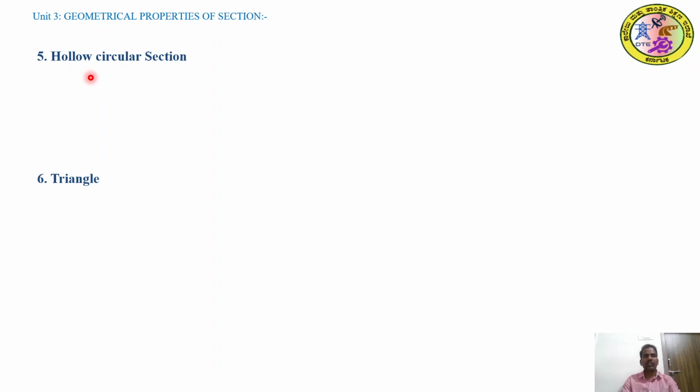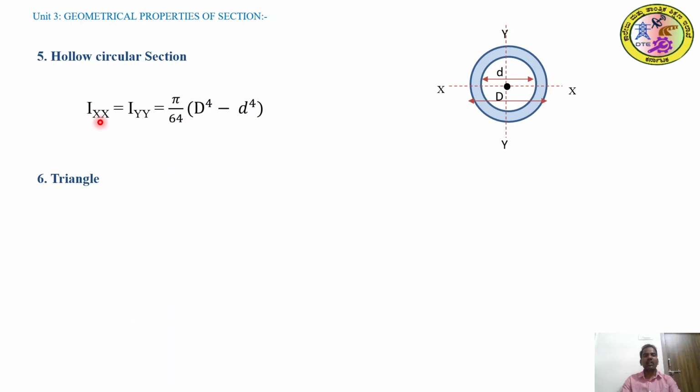Now let's move on to the hollow circular section. In this hollow circular section, it is the same as the rectangular section, where the exterior diameter is capital D and the interior diameter is small d. Within that, if we need to find the moment of inertia, the x-axis and y-axis are the same.